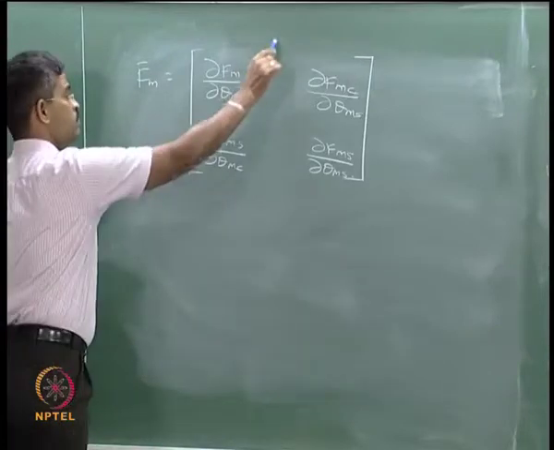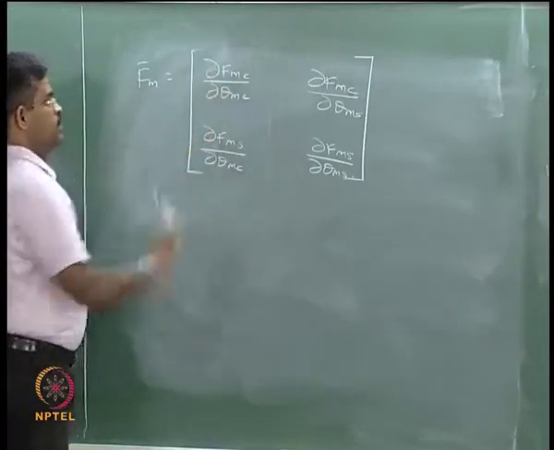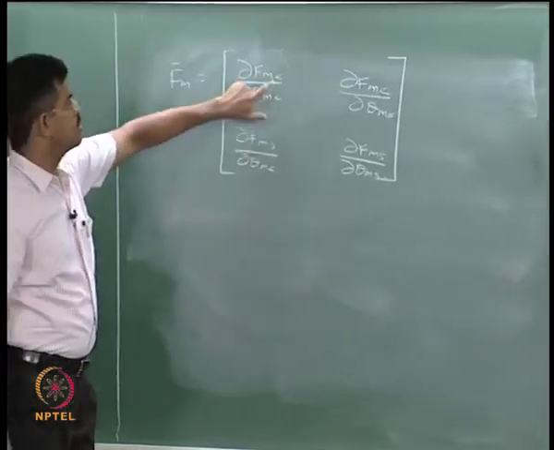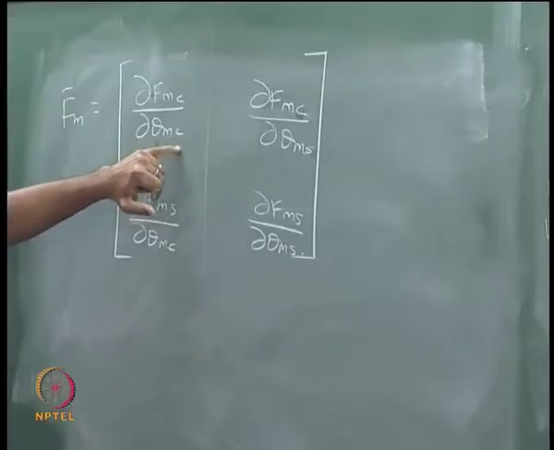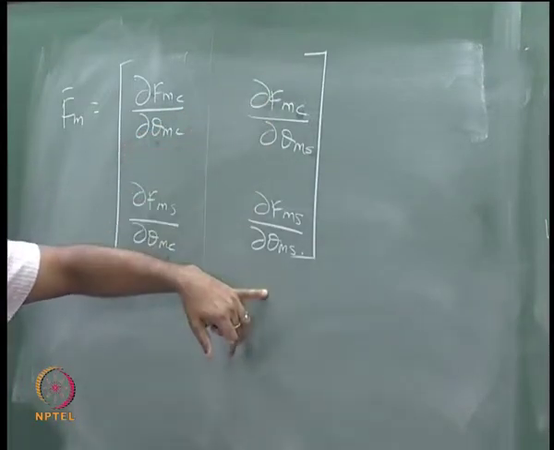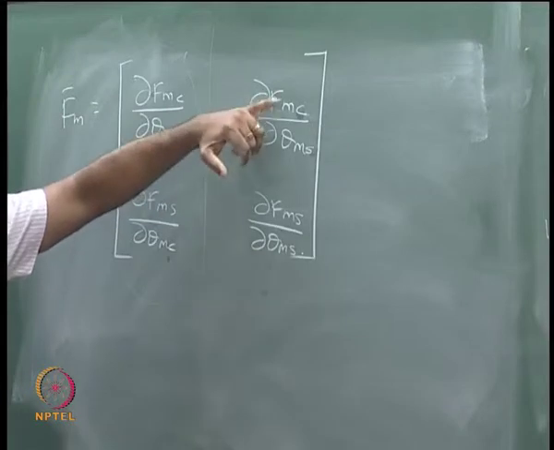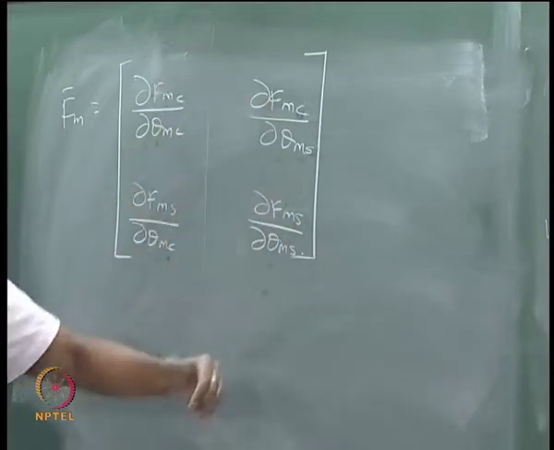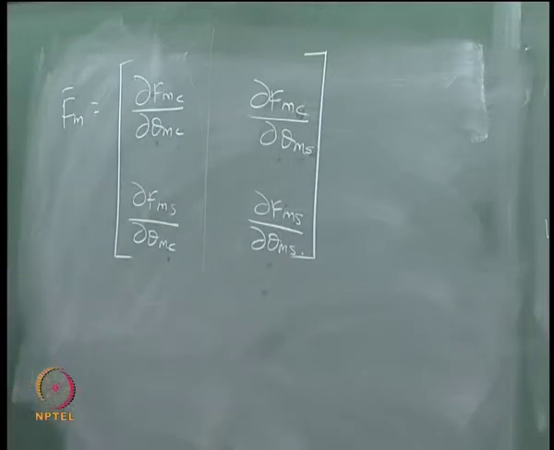So, this column is the partial derivative of the forcing function of the frequency components cosine and sine with respect to theta of the cosine component only, whereas this column is the partial derivative of the forcing function of cosine and sine component with respect to the sine component of the displacement. That is how it is written. Okay, equation number 25.